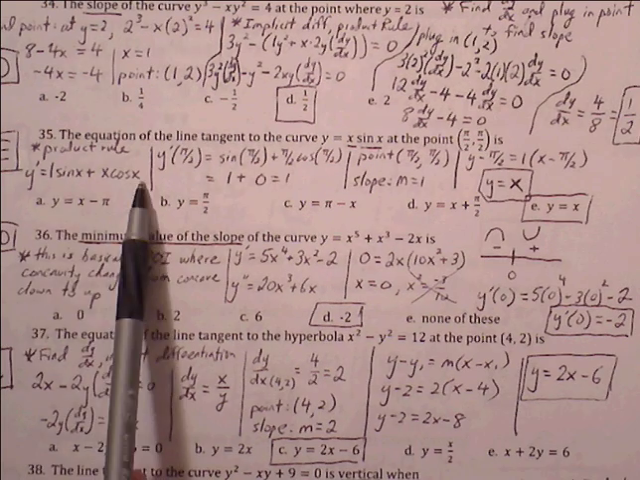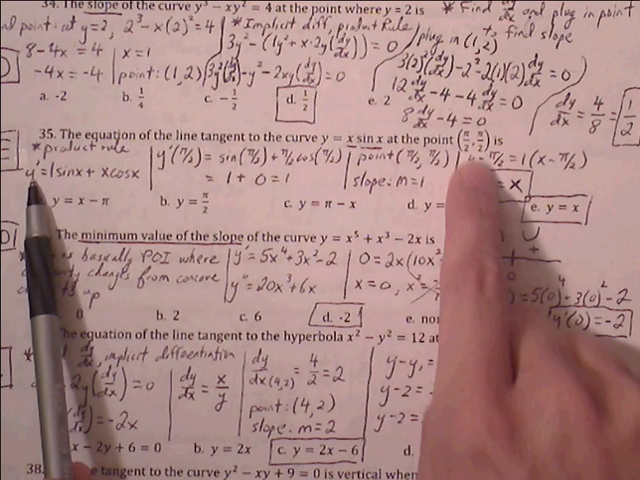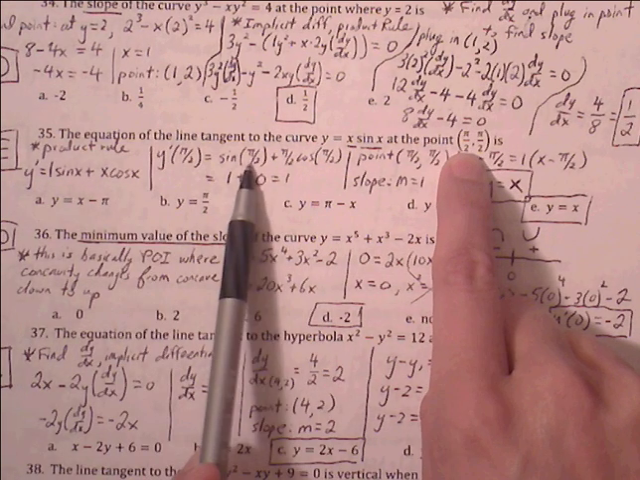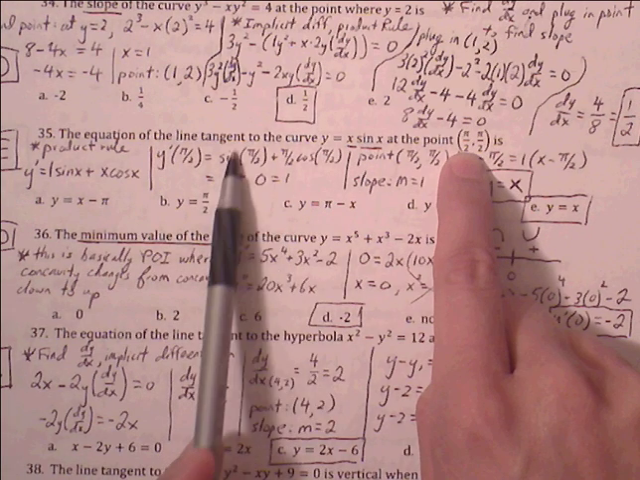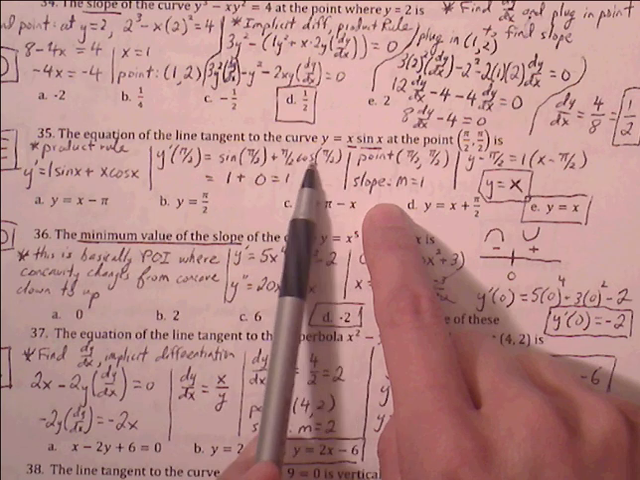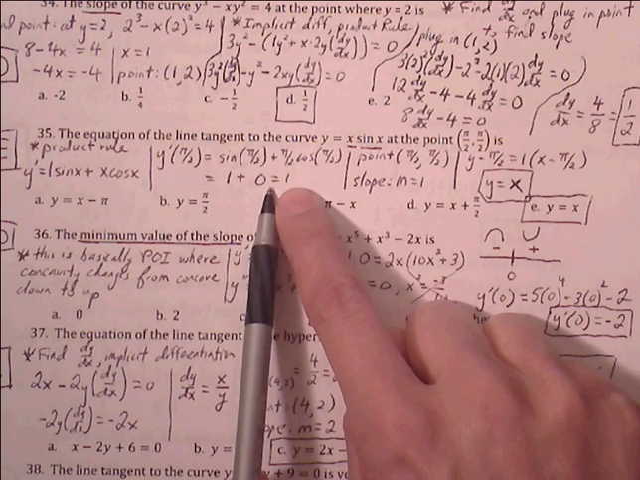And once we have the derivative, we can evaluate it by plugging in our x value. So all the x's get replaced with pi over 2. So sine of pi over 2 plus pi over 2 cosine of pi over 2. Sine of pi over 2 is 1. Pi over 2 times cosine of pi over 2: cosine of pi over 2 is 0. So 1 plus 0 is 1. We have our slope, which is 1.